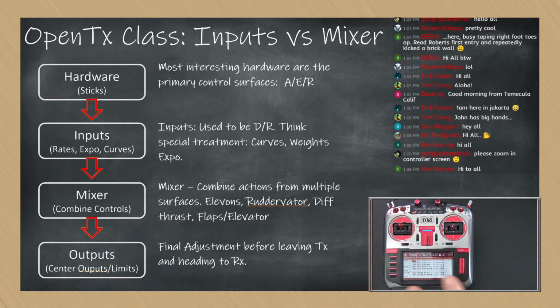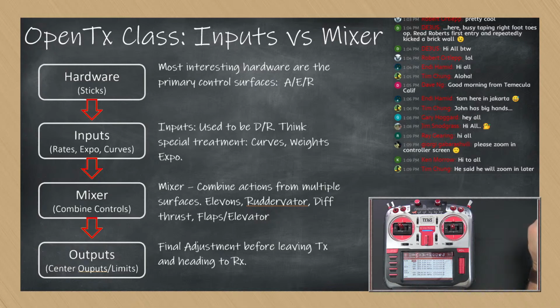You combine your controls. So this is where you're going to do things like combine ailerons and elevators if you have, say, a wing and you need elevons, and it assigns these controls to a physical pin or an output channel on your receiver. Okay, that's what the mixer does.